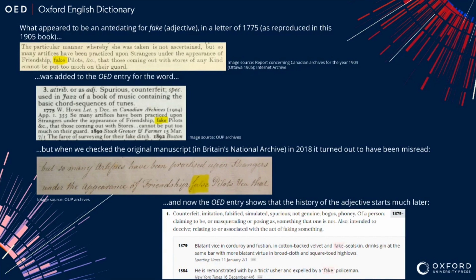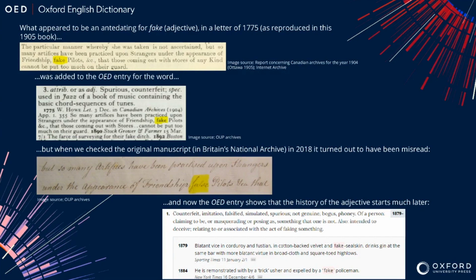Thanks to a printed transcription of a letter from 1775, that's the top image, we thought that that letter of 1775 was the earliest known example of the adjective fake, as you can see. But when I came to revise the OED entry for this word a few years ago, I became suspicious that this one example was so much earlier than any other example of the word I could find. The next earliest evidence I could find anywhere was from 1879. That's for the adjective fake.